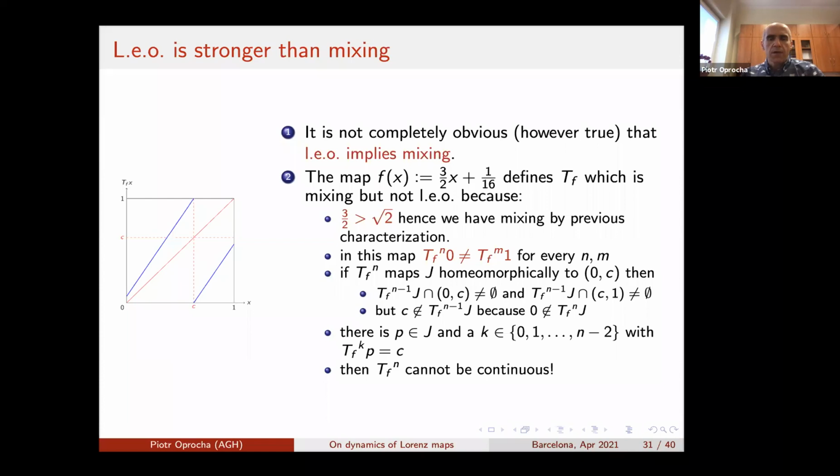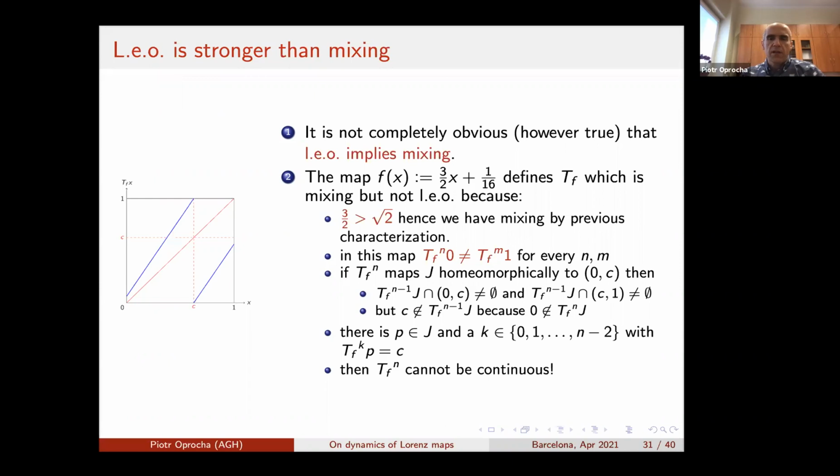It is an example that we have mixing, but this map is not L.e.o, and yes, again it involves some arguments to prove it. But for that map, because of this slope, we know for sure it's mixing, because we know every map with this slope is mixing. Here is a sketch of the argument, but maybe I won't go into that. So you can prove that this condition from L.e.o cannot happen.